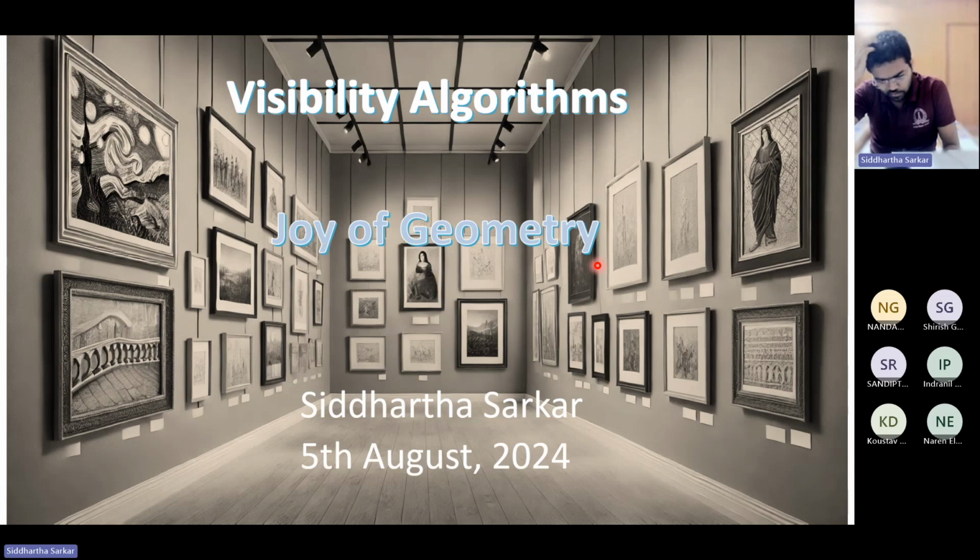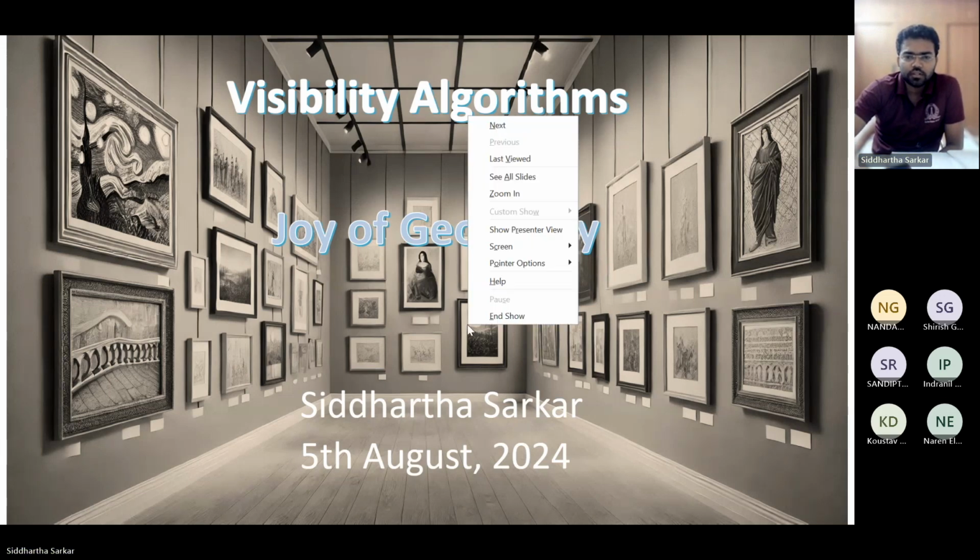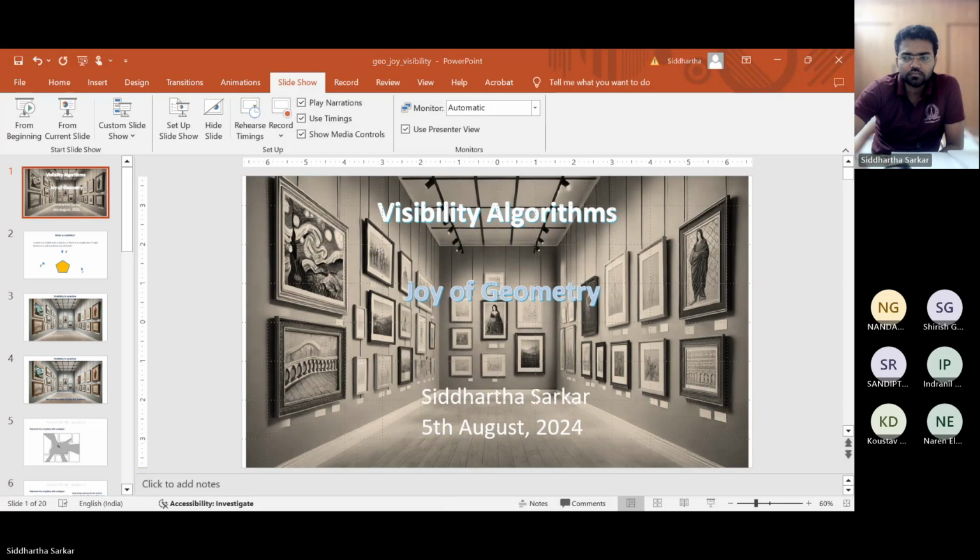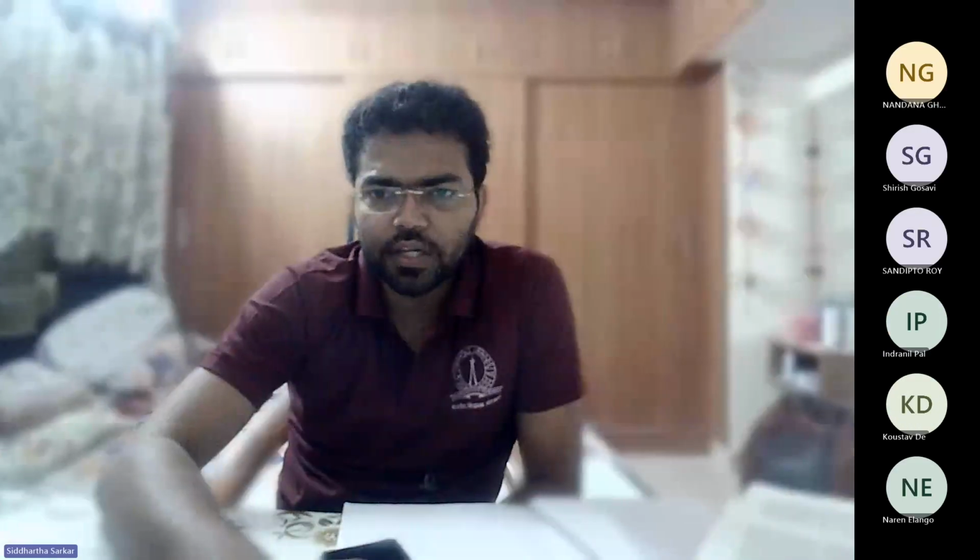Any suggestions? Can you give any suggestion on how I should have explained that proof so that it would have been more accessible? Sir, maybe using some animations would have helped. Let's look at that slide again. Let's look at the slide once again. I created quite a few slides.